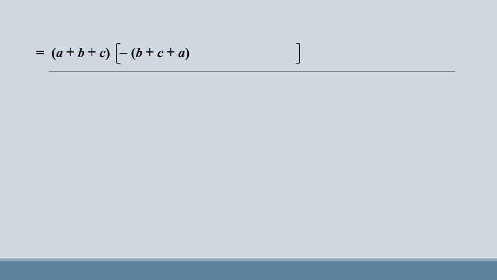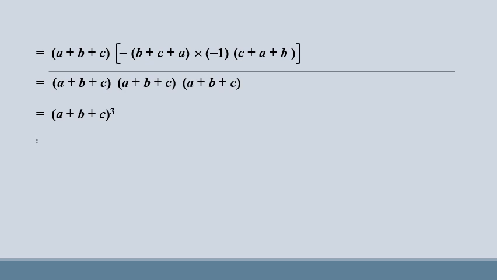So when we take out minus c common, we get b plus c plus a, and again when we take out minus 1 common from the second term, we get c plus a plus b. So minus 1 into minus 1 will be plus 1, and we can see that a plus b plus c is repeating 3 times. So we get a plus b plus c whole cube, which is the required RHS.